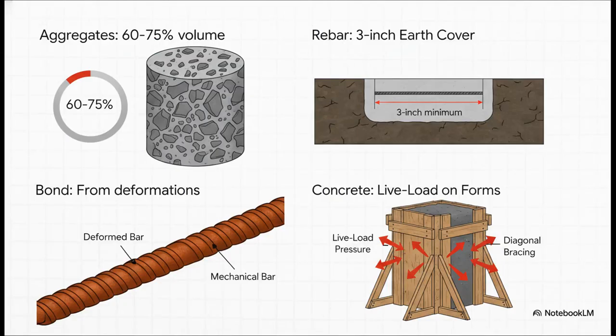There are also a few non-negotiable concrete mandates you absolutely have to memorize. First, aggregates actually make up a whopping 60 to 75% of your total concrete volume. Second, if your rebar is going to be permanently exposed to earth, you are legally required to have a strict 3-inch concrete cover. Third, the structural bond relies entirely on the rebar's deformations, those little ribs on the steel.